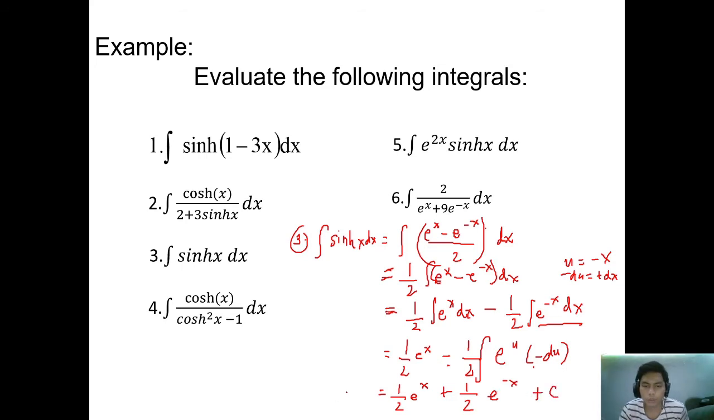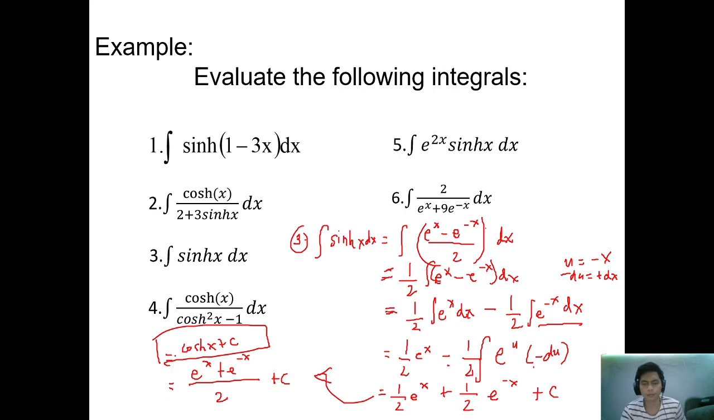Okay, so we can simplify that one. So that's 2, then e^x plus e^(-x) plus c, or that is just cosh x plus c. Okay?